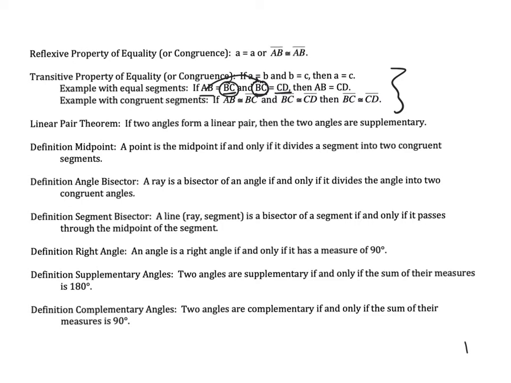The linear pair theorem. If two angles form a linear pair, then the two angles are supplementary. We use that a lot. So basically, if we have a situation where like angle 1 and 2, they make a line together, a linear pair, line being the root word, that means the two angles add to 180. They're supplementary. This is a reason we use. You need to know it.